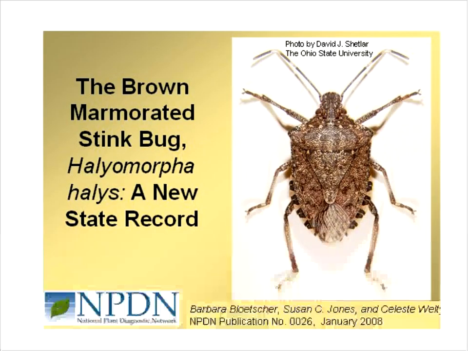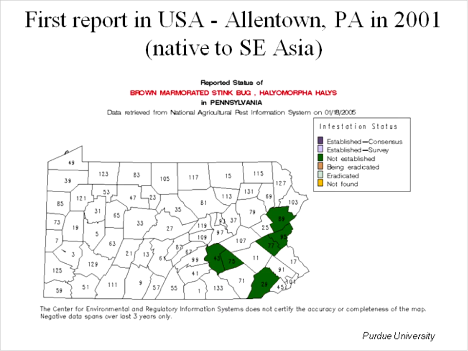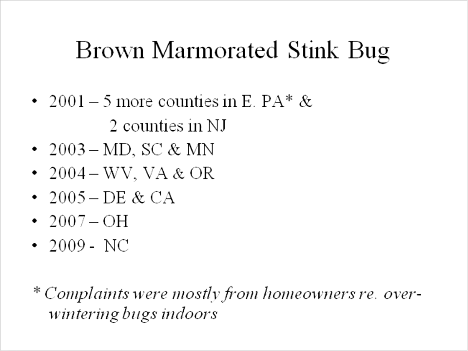The last insect here is the brown marmorated stink bug. This looks like a brown stink bug like we have here, several other species. But it was first detected in North Carolina this past year. It was probably here before, it just wasn't detected. In 2001, it first showed up in Pennsylvania, in the Allentown area, and since then it has moved throughout many states in the country, up and down the coast, and just last year we got it down here in North Carolina.